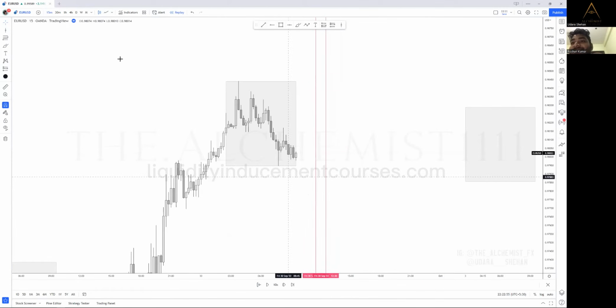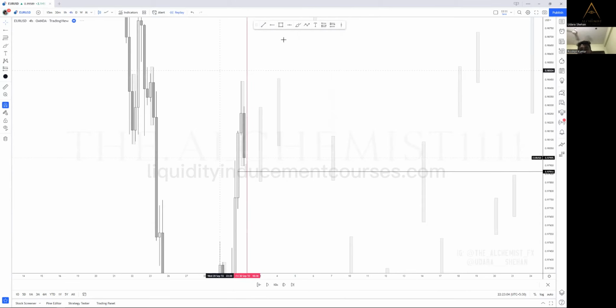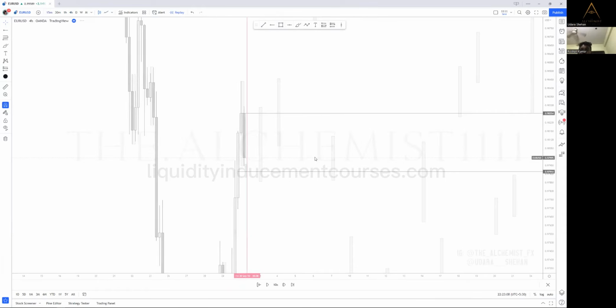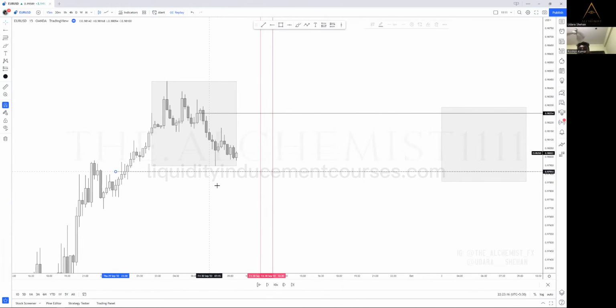Okay, so below Asia, we had a 1-hour rejection block. Can you see it? We had a 4-hour rejection block in here. So let's see what happened. Now, I did not take the sell. I only took the buy because for me, the buy looked like it made more sense. Bought it here.